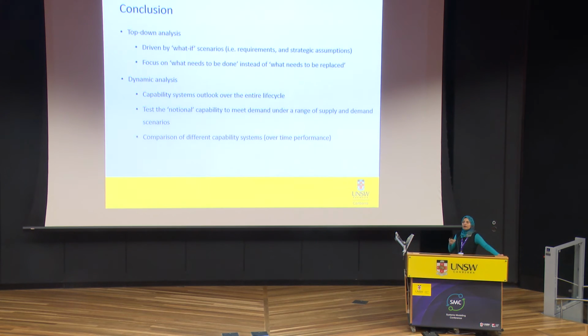And this sets the focus of the analysis on what needs to be done rather than what needs to be replaced. The conventional mental model is: we need to replace this capability with this capability. But this tool actually takes you to the strategic assumptions, square zero. Why are we trying to do this? What are the objectives? And are there other ways that we can achieve these objectives?